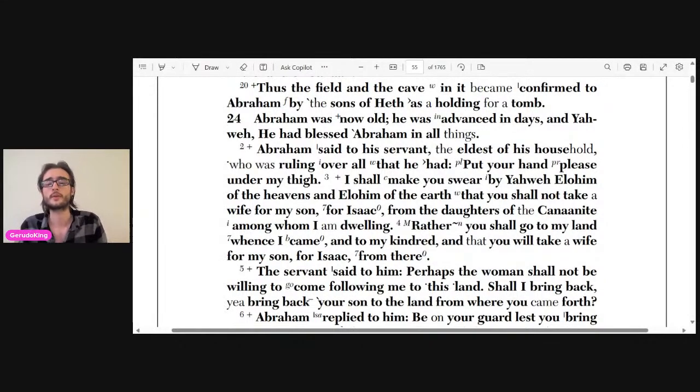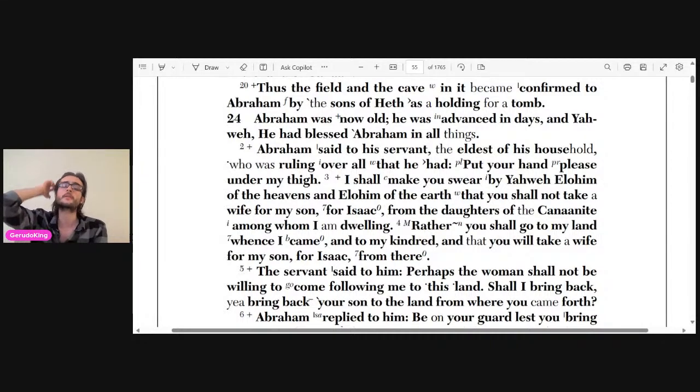Abraham was now old. He was advanced in days, and Yahweh had blessed Abraham in all things. Abraham said to a servant, the eldest of his household, who was ruling over all that he had, "Put your hand, please, under my thigh. I shall make you swear by Yahweh Elohim of the heavens and Elohim of the earth that you shall not take a wife for my son, for Isaac, from your daughters of the Canaanite among whom I am dwelling.